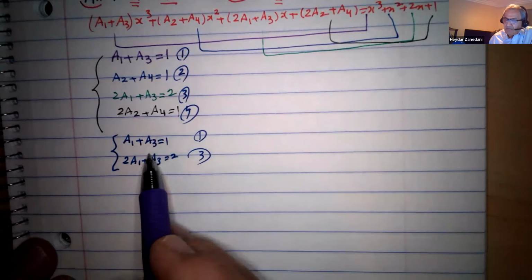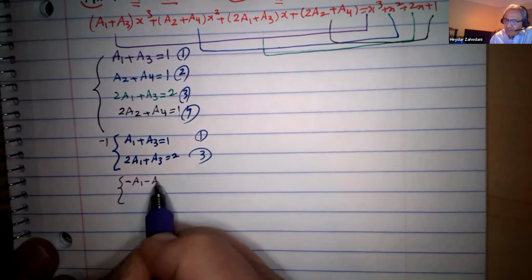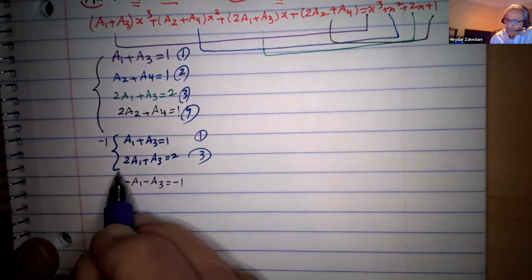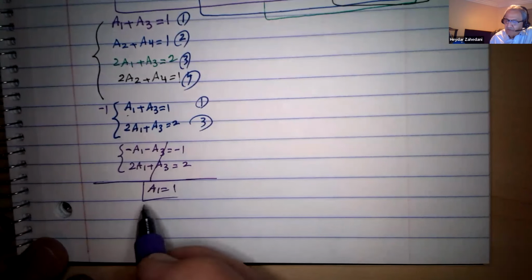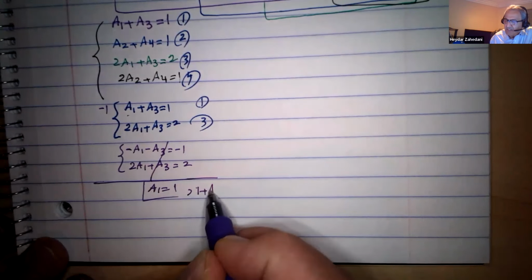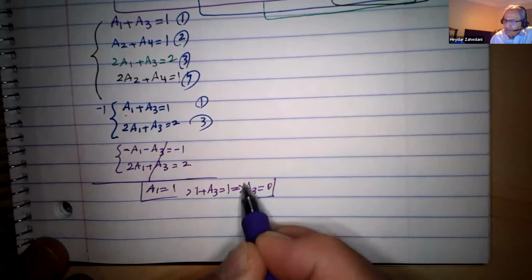I want to eliminate the A3, so I multiply one of them by -1. So this one by -1. I'm going to have negative A1, negative A3 equal to -1. And this is going to be 2A1 plus A3 equal to 2. So these two cancel out. That gives you A1 equal to 1. I substitute A1 in each of these, like I put it here. So that gives me 1 plus A3 equal to 1, so A3 is 0.